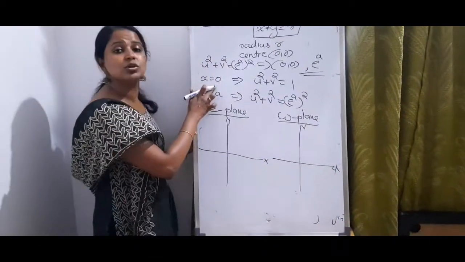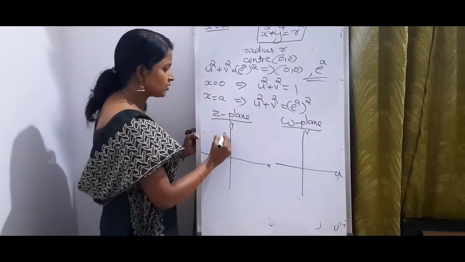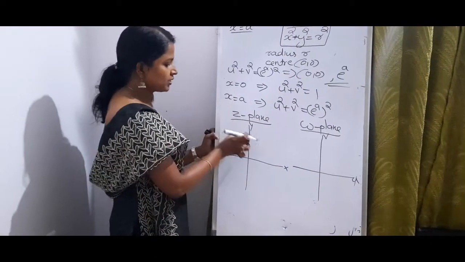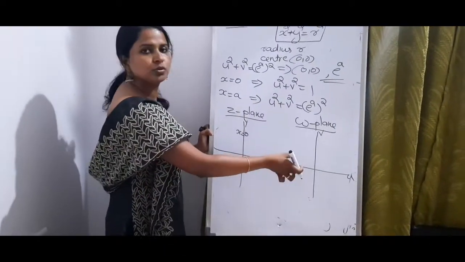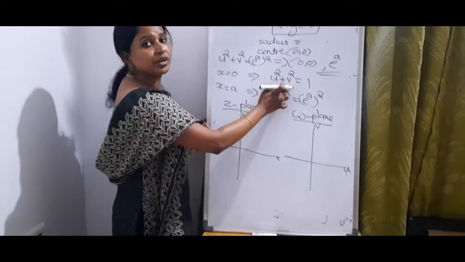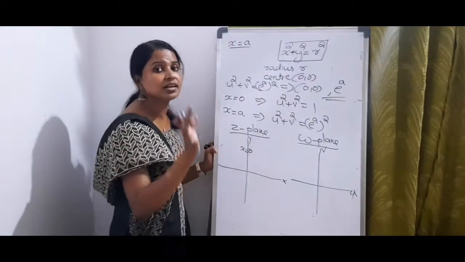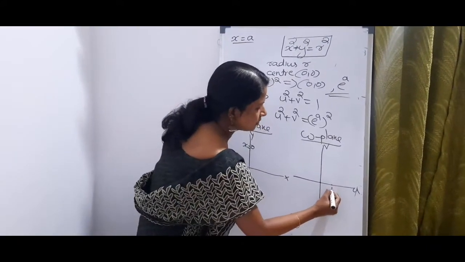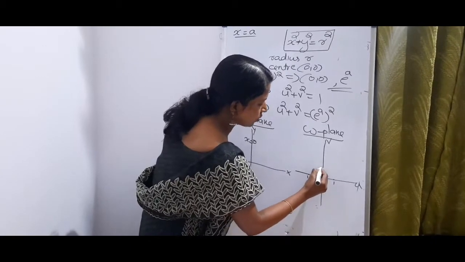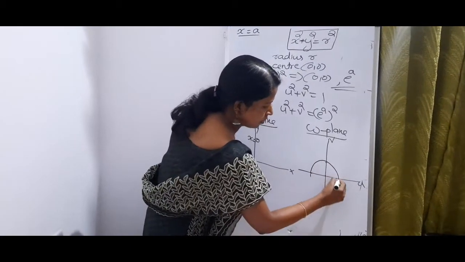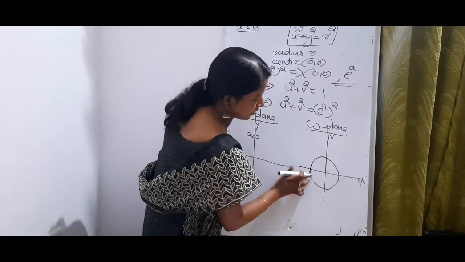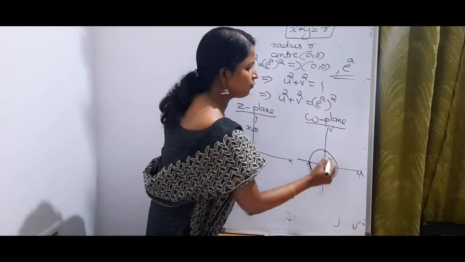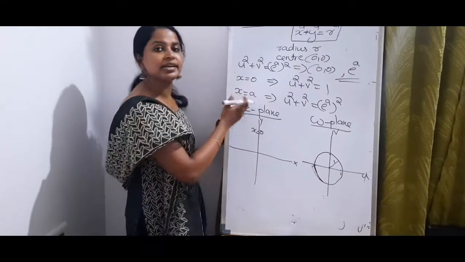So first case x equal to 0. What is x equal to 0? X equal to 0 is the y axis. Then this y axis is mapped to u square plus v square equal to 1. What is this? This is a circle, the unit circle, the circle with radius 1. And second is x equal to a.